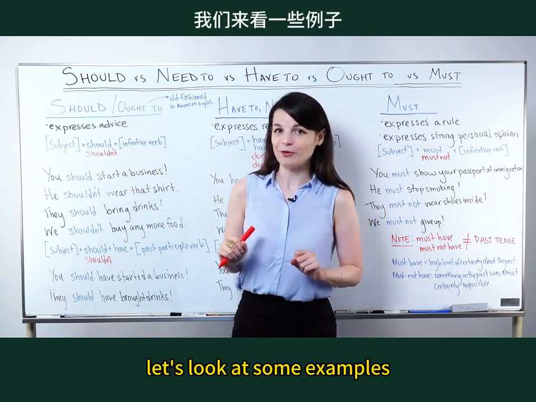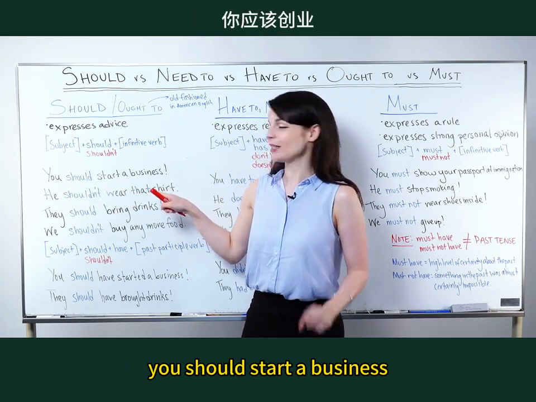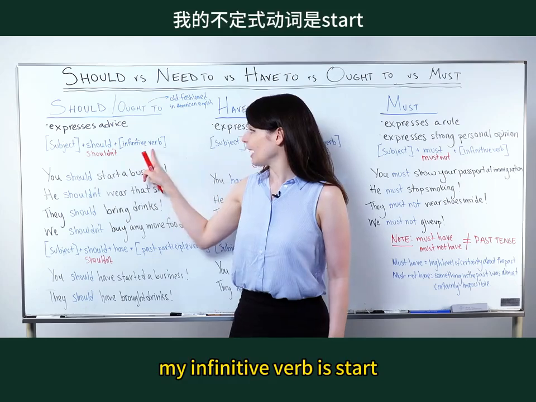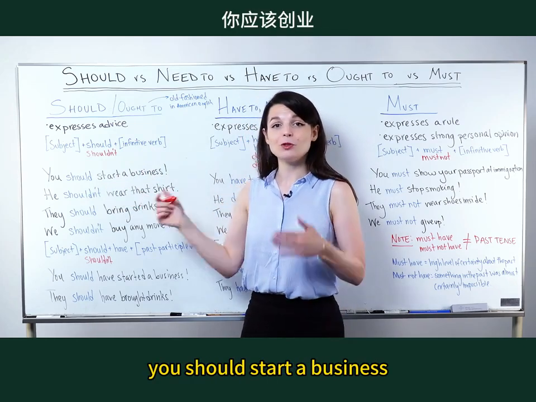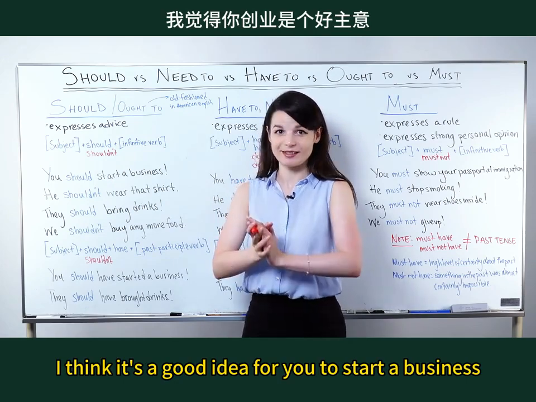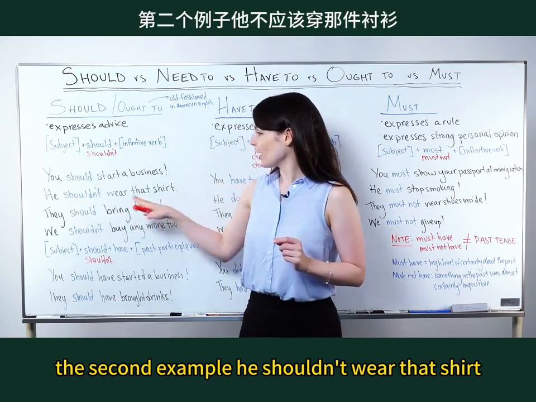Let's look at some examples. First, you should start a business. You should start a business. Subject you, should, here, my advice. My infinitive verb is start. You should start a business. I think it's a good idea for you to start a business. That's what this means.